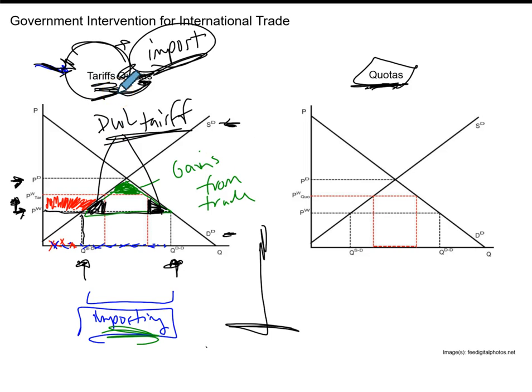Tariffs create a deadweight loss. Any kind of tax is going to create a deadweight loss. There's a deadweight loss that's created here. The difference is there's this little area right here. And so this little area right here, what is that?